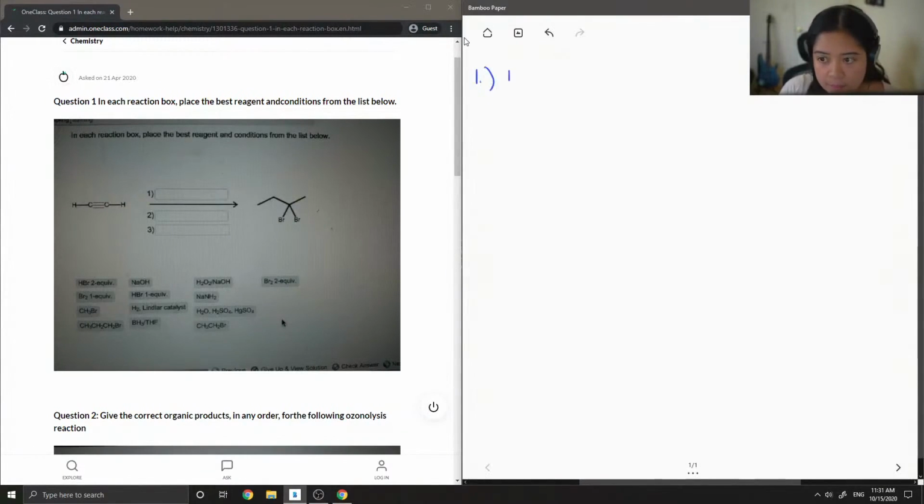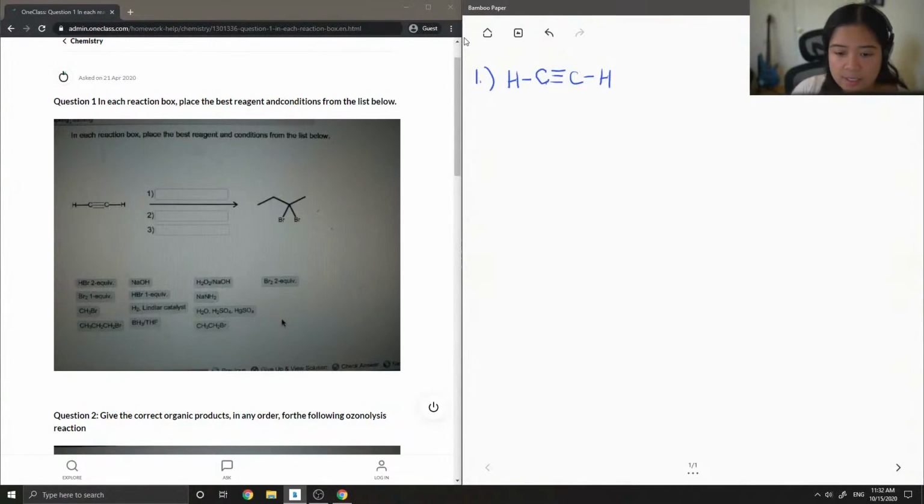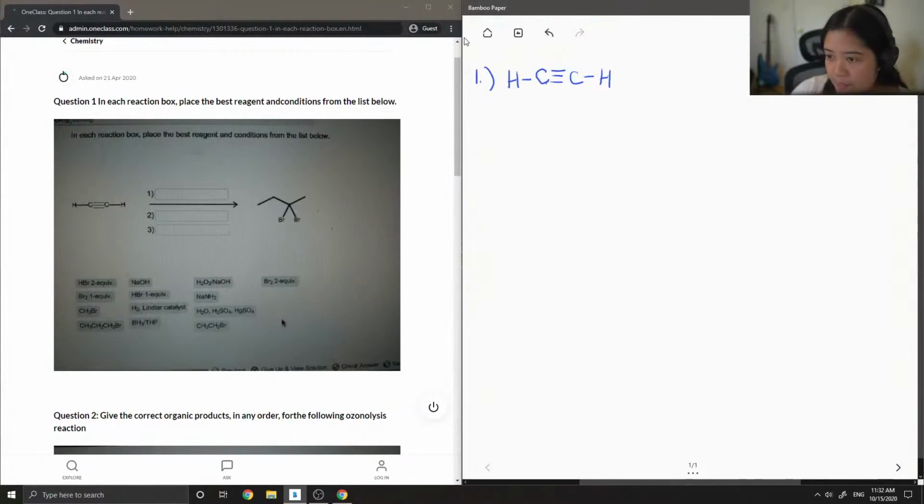Question 1. We need to use a reagent that will be able to attach new carbons onto this triple bond. We also want to end up reducing this triple bond, since they're all single bonds in the final product. So first, I'm going to be using sodium amide. I'll just explain why in a bit.